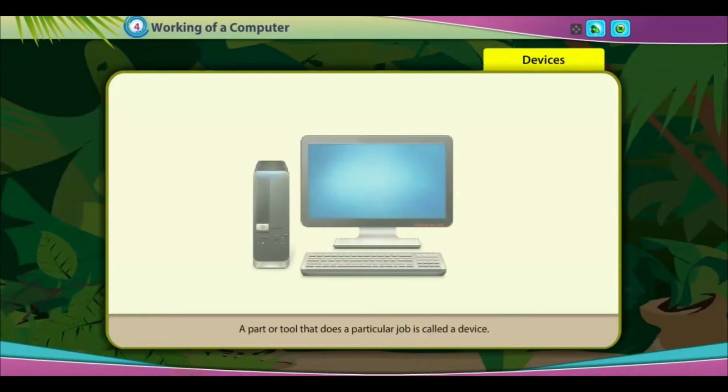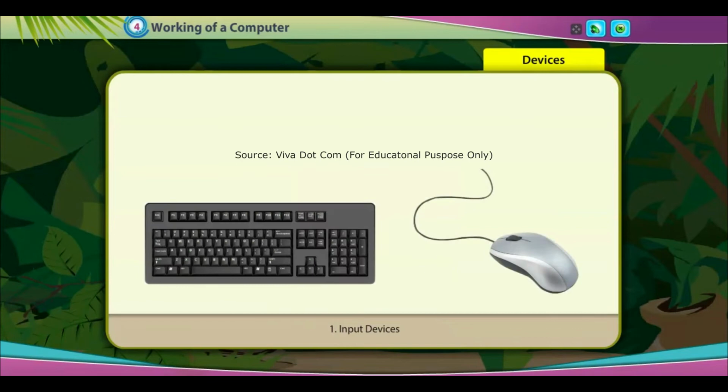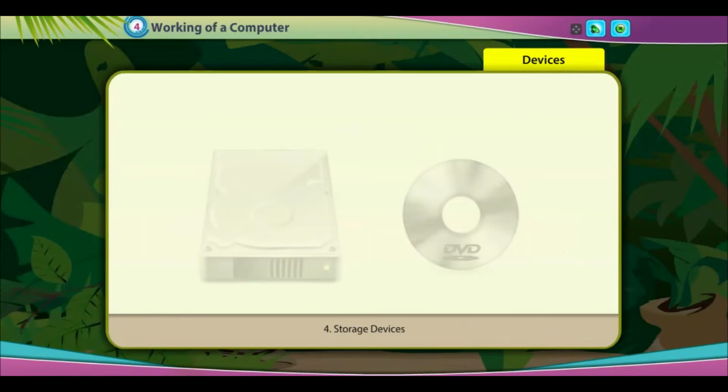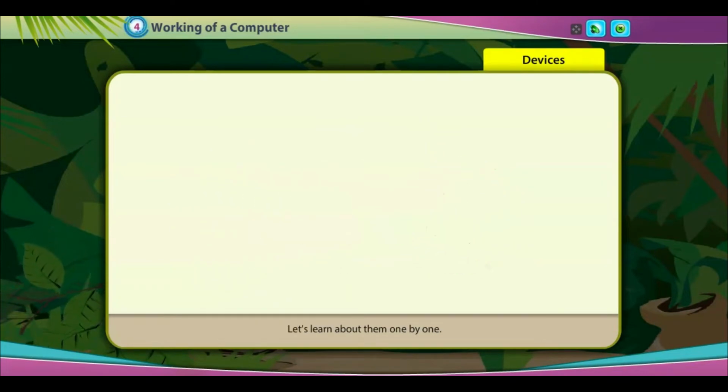Devices. A part or tool that does a particular job is called a device. A computer has the following devices: input devices, processing device, output devices, storage devices. Let's learn about them one by one.